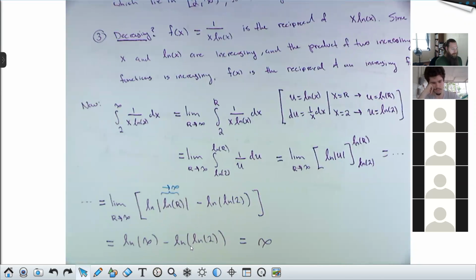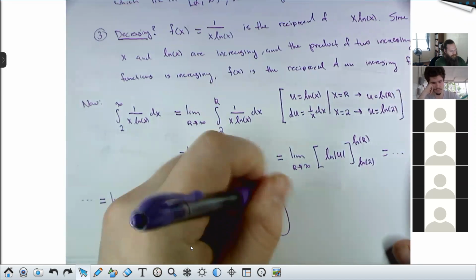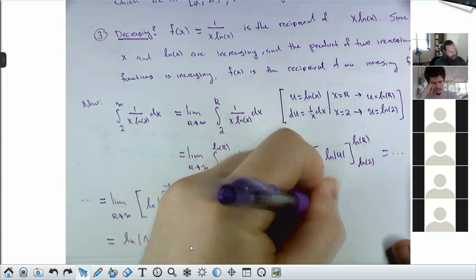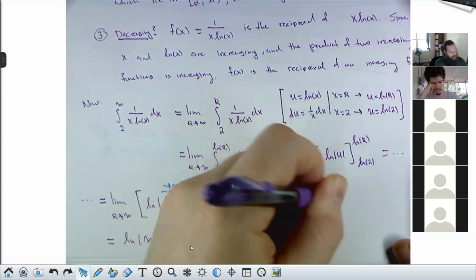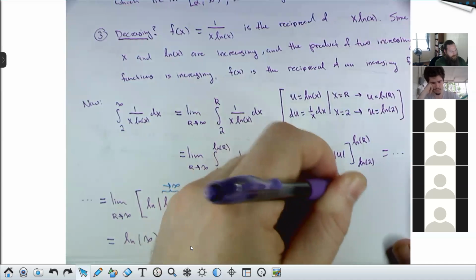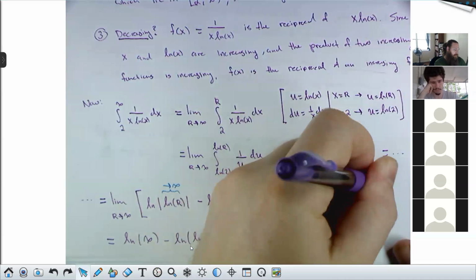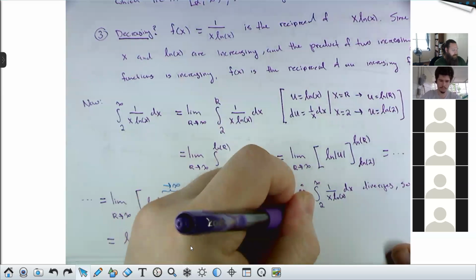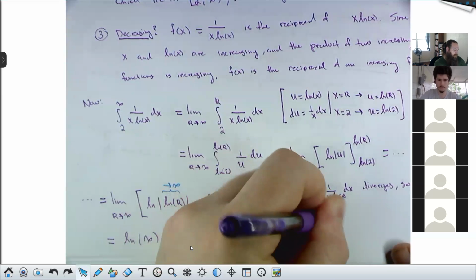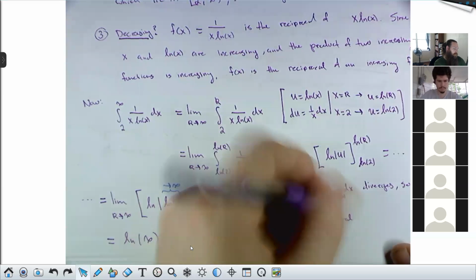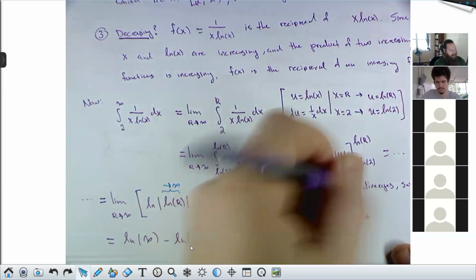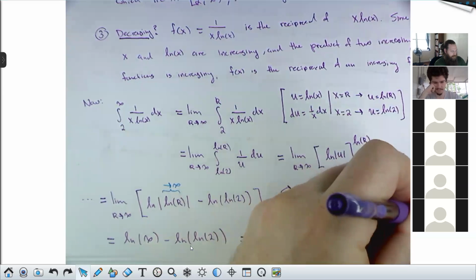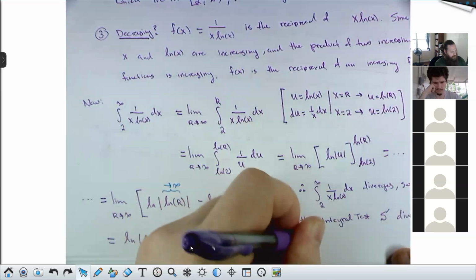And now we can finish things up and say, therefore, the integral from 2 to infinity of 1 over x ln x dx diverges. So by the integral test, the series S diverges also.